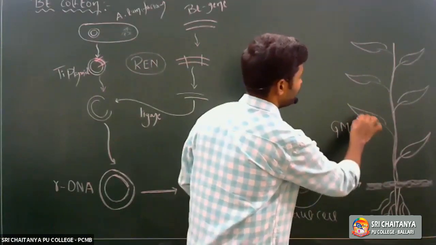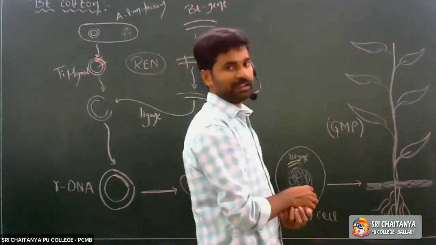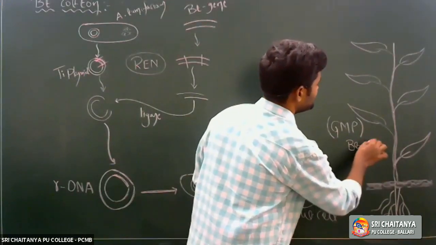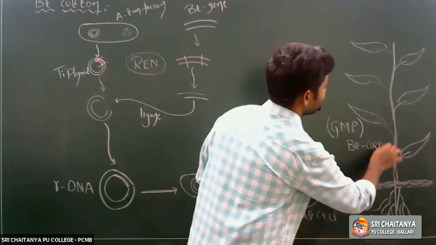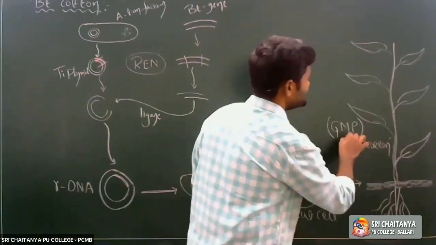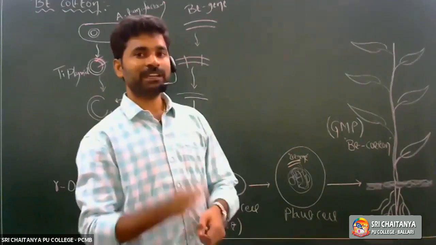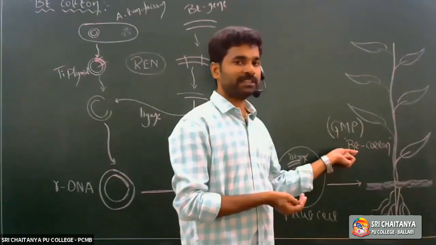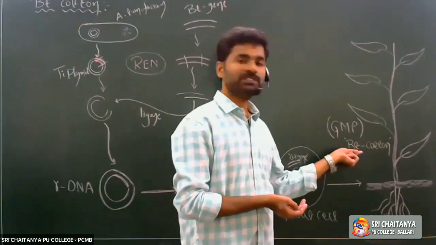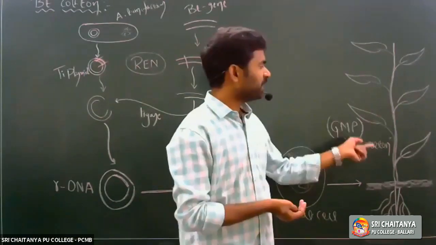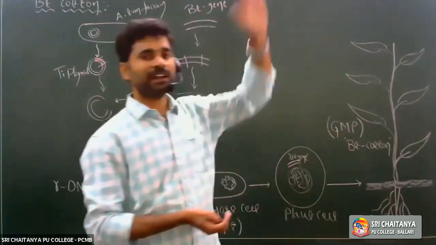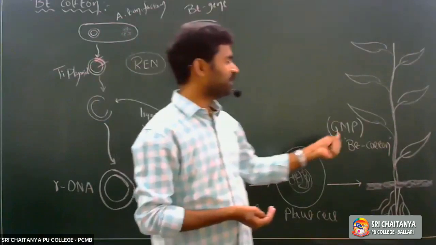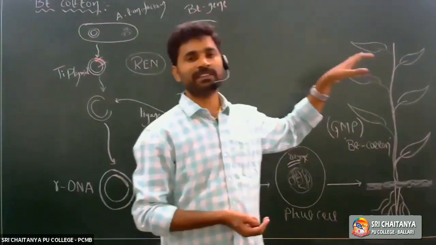What is it? A genetically modified plant, otherwise called Bacillus thuringiensis cotton. Why do we call it Bacillus thuringiensis cotton? Each and every plant cell's genetic material is associated with bacterial genetic material. What is that bacterial genetic material? It is Bacillus thuringiensis genetic material. That genetic material undergoes transcription and translation and synthesizes Bt proteins in the cytoplasm of each and every plant cell.